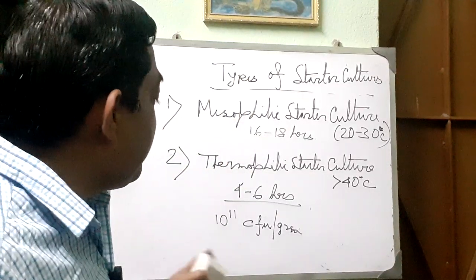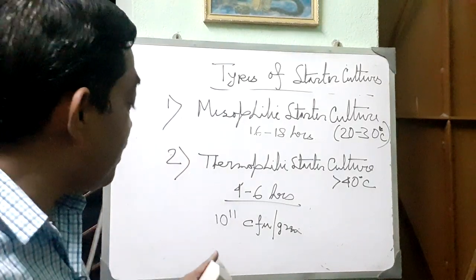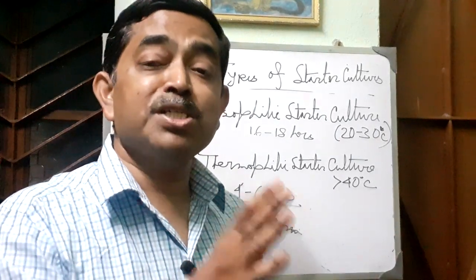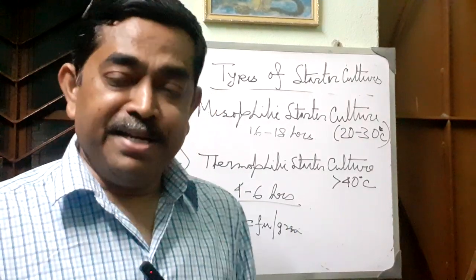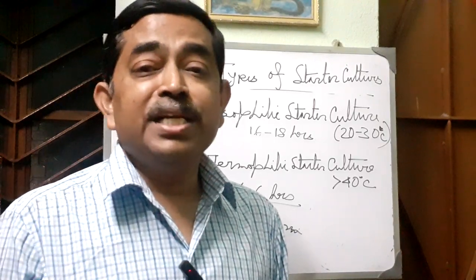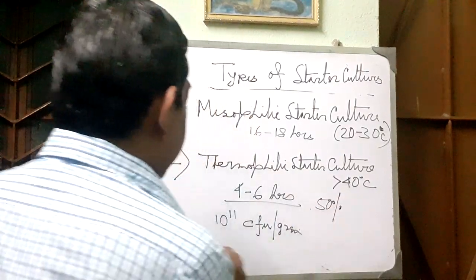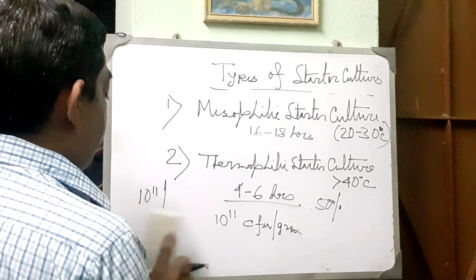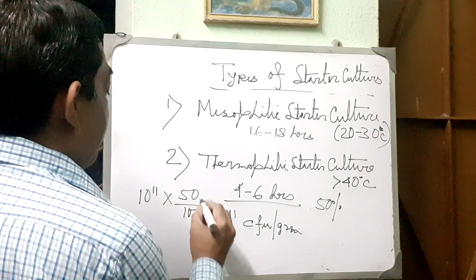So it is a very easy process, and we get the concentrated form of microorganism here, 10 to the power 11 CFU per gram. But in the freeze drying process or any spray drying process, some culture will die. So viability will be very important. Generally, we get 50% viability from here. If the count is 10 to the power 11, and we get 50% of that, then what happens?